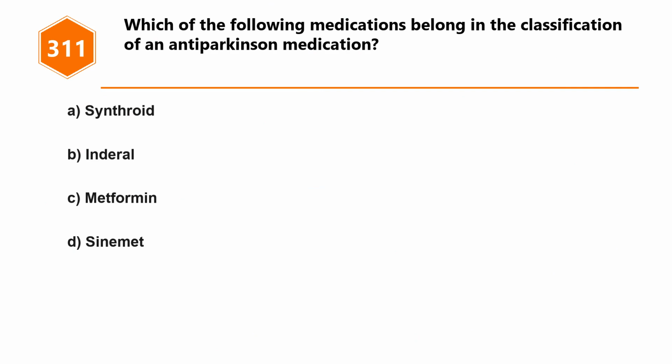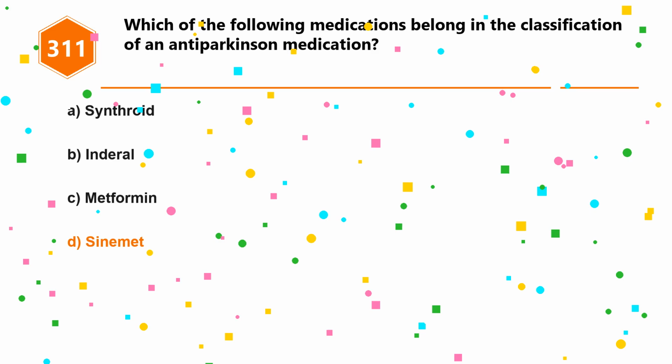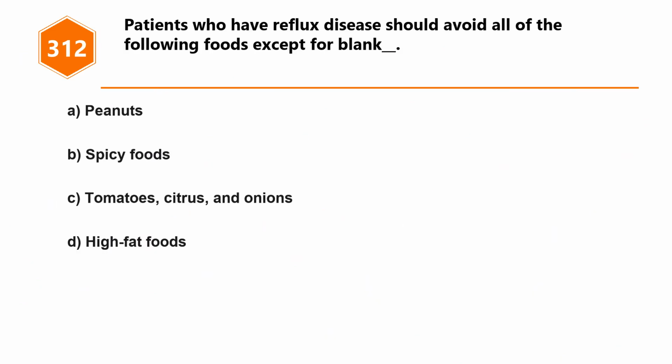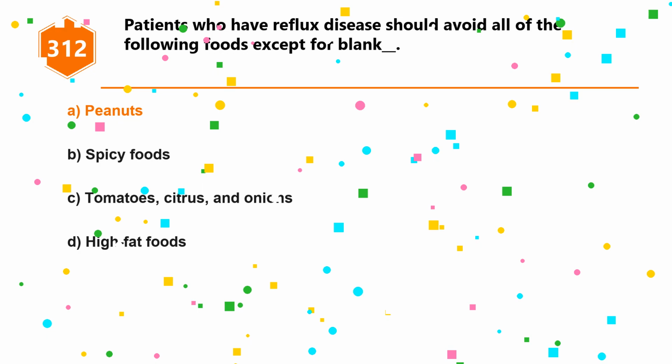Question 311. Which of the following medications belong in the classification of an anti-Parkinson medication? Option A, Synthroid. Option B, Inderal. Option C, metformin. Option D, Sinemet. The correct answer is option D, Sinemet. Question 312. Patients who have reflux disease should avoid all of the following foods except for blank. Option A, peanuts. Option B, spicy foods. Option C, tomatoes, citrus, and onions. Option D, high-fat foods. The correct answer is option A, peanuts.